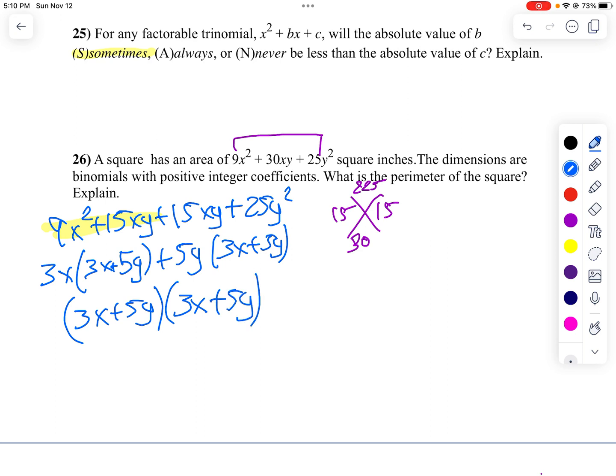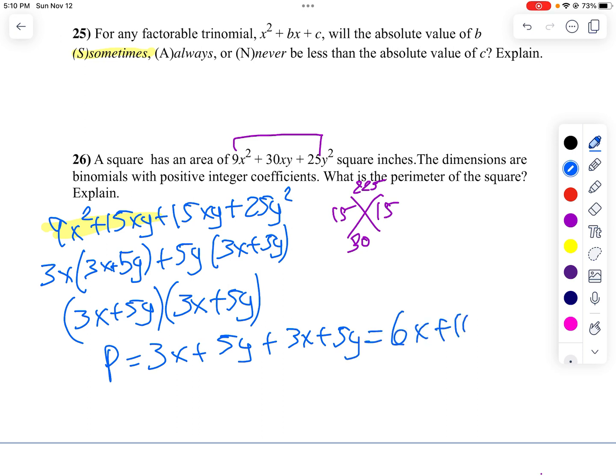Now to find the perimeter, I'm going to add them up. So my perimeter is going to be 3x plus 5y plus 3x plus 5y. So I get 6x plus 10y for the perimeter, and that will be in inches because they do have units on this one. And units are kind of an afterthought with the polynomials, but if they're there, we should include them.